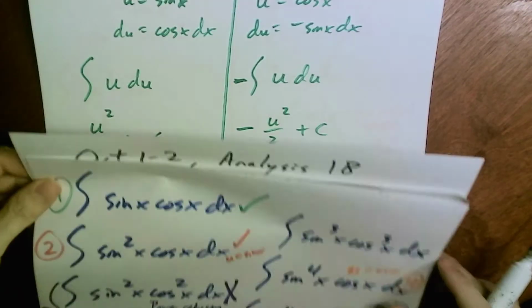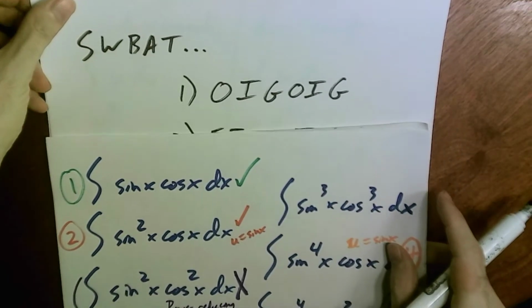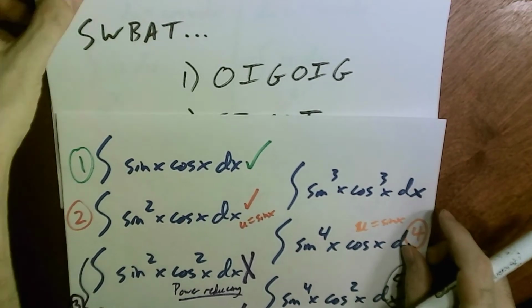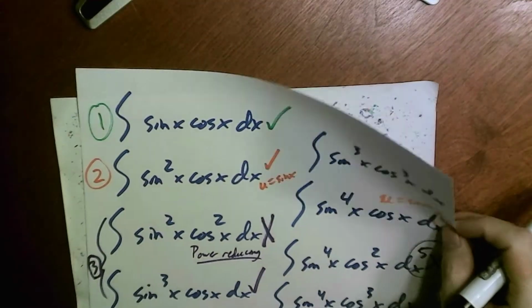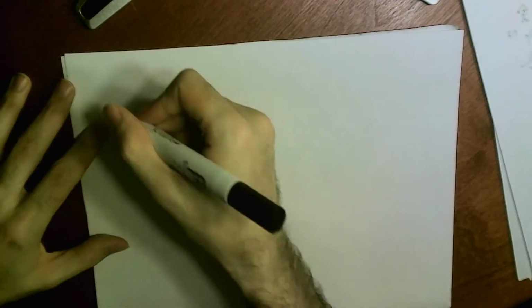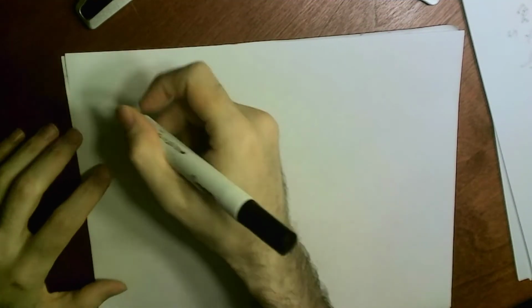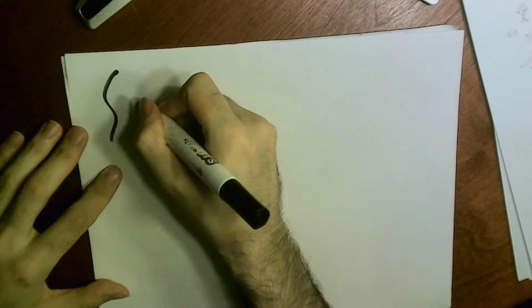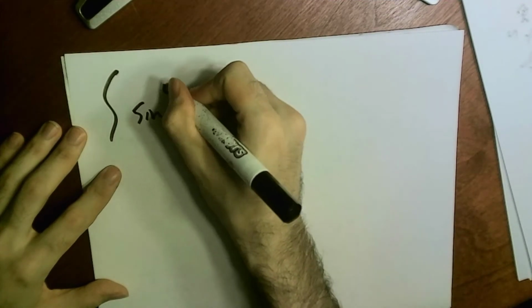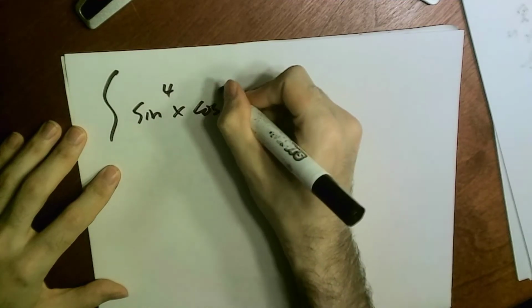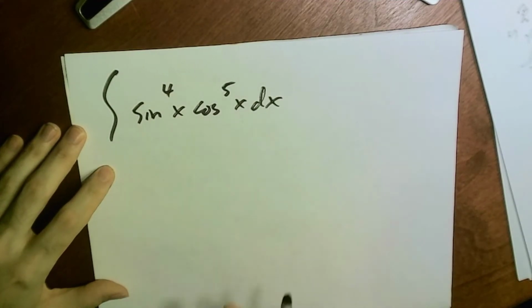Let's do one last case while it's bouncing around in your head what OIGOIG could possibly stand for. Let's do one final case together that I didn't put on the page, but let's up the stakes one more time. Let's do, I'm out of colors that I haven't used. All right, that's fine. Let's do sine to the 4th x cosine to the 5th x.